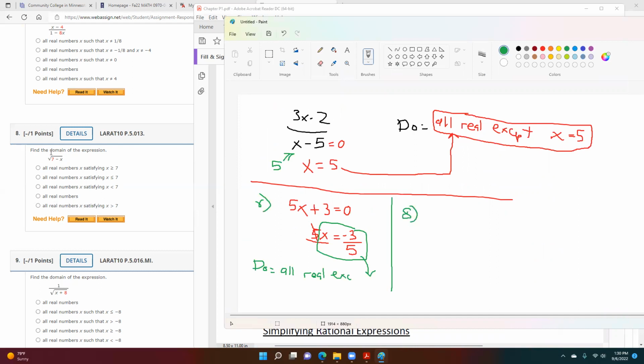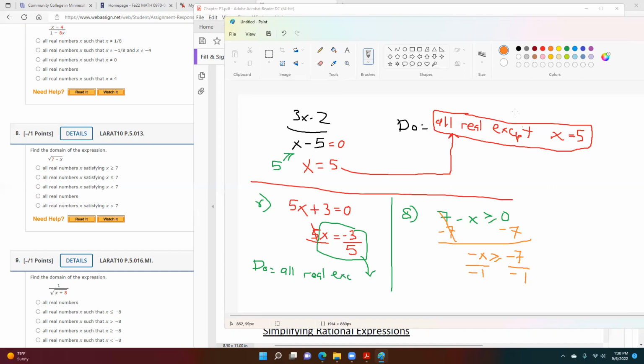So how do we figure out your domain for this case? You take your radicand, because it's a square root in this case, 7 minus x, and you make it greater than or equal to 0. And you have to solve for x here. How do we solve for x in this case? We do the same thing as solving equations. So we will minus 7 on both sides. And then we have negative x is greater than or equal to negative 7. Now we need to get rid of this negative, so I will divide by negative 1.